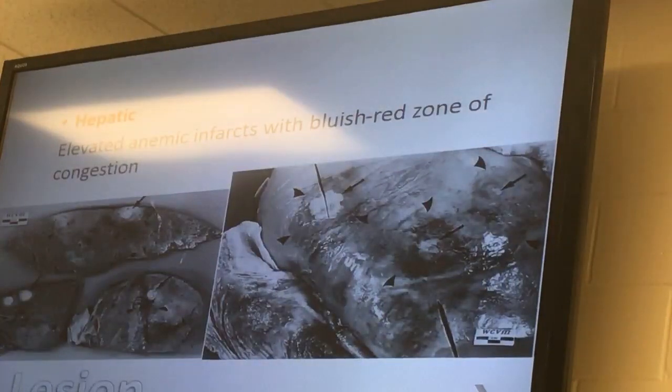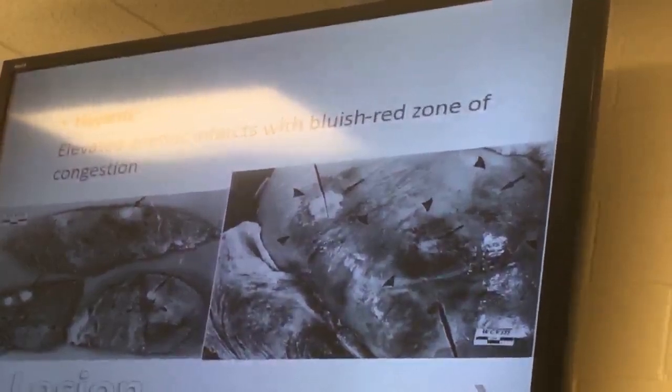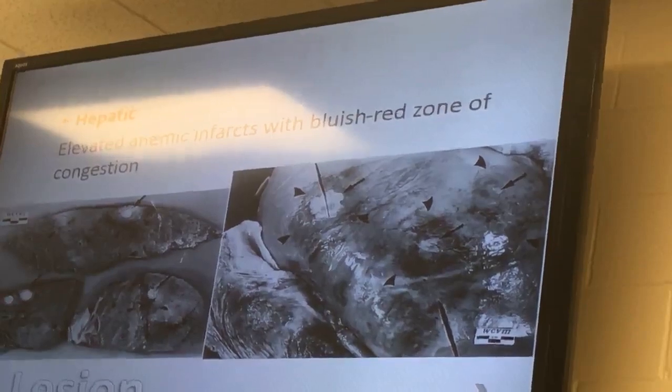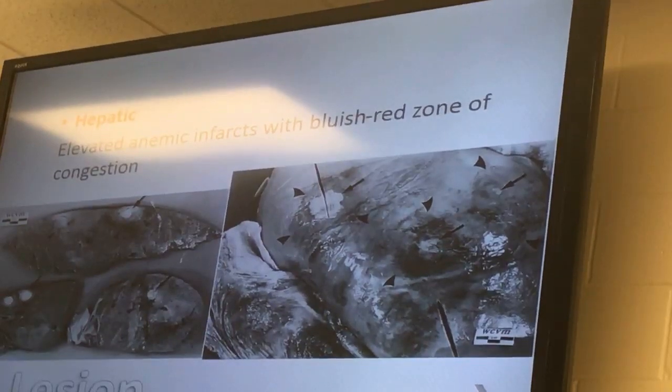The biggest thing is when you open these guys up and you're looking at the liver, you'll see raised or elevated areas. And underneath that elevation, when you look at it, it's actually pale in coloration. Please note, this infarct has a bluish red zone, as opposed to another disease that has a yellow necrotic zone. You need to know the difference, or which ones they are. Okay?